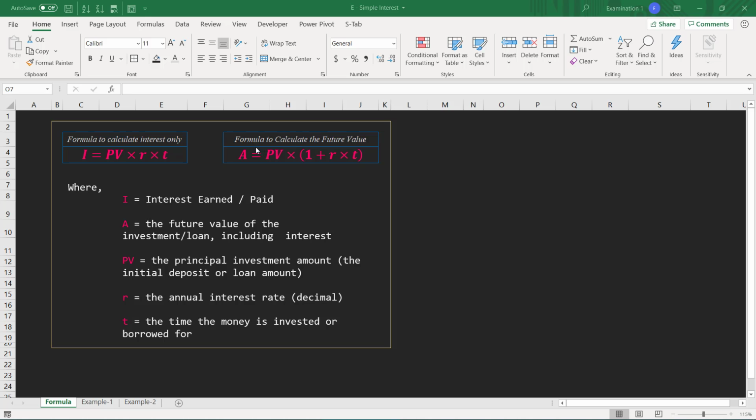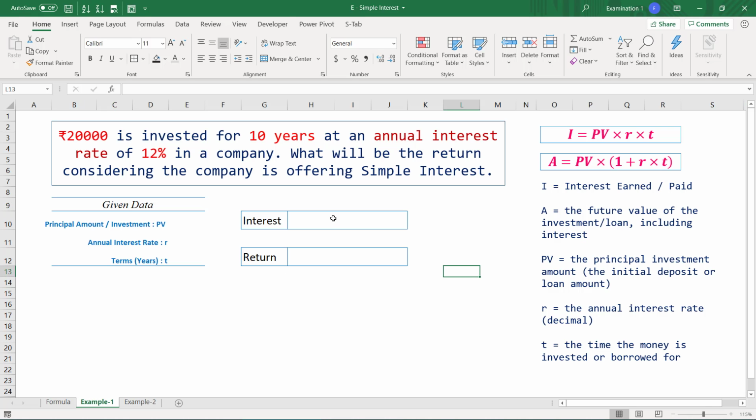Now, if you are borrowing some money and want to find the total value that you are going to return, in that case you need to use this formula: PV × (1 + R × T). PV is the present value, the one you are going to borrow, R is again the annual interest rate, and T is time in years. Okay, so just have a look at this example.